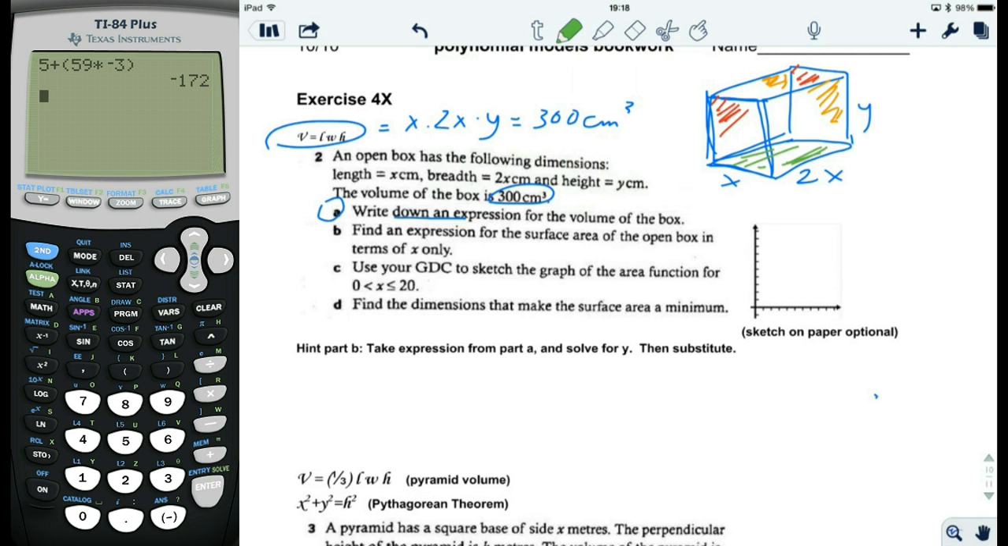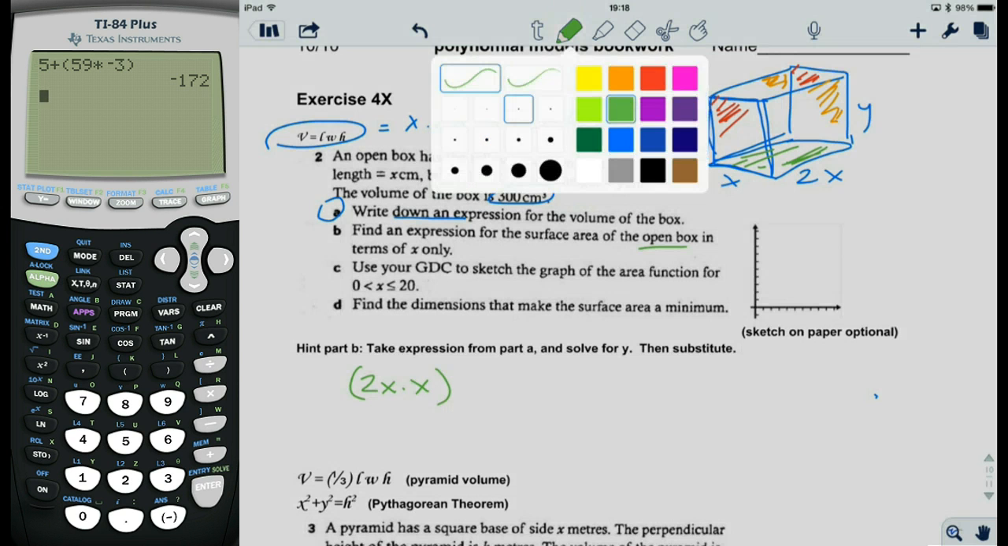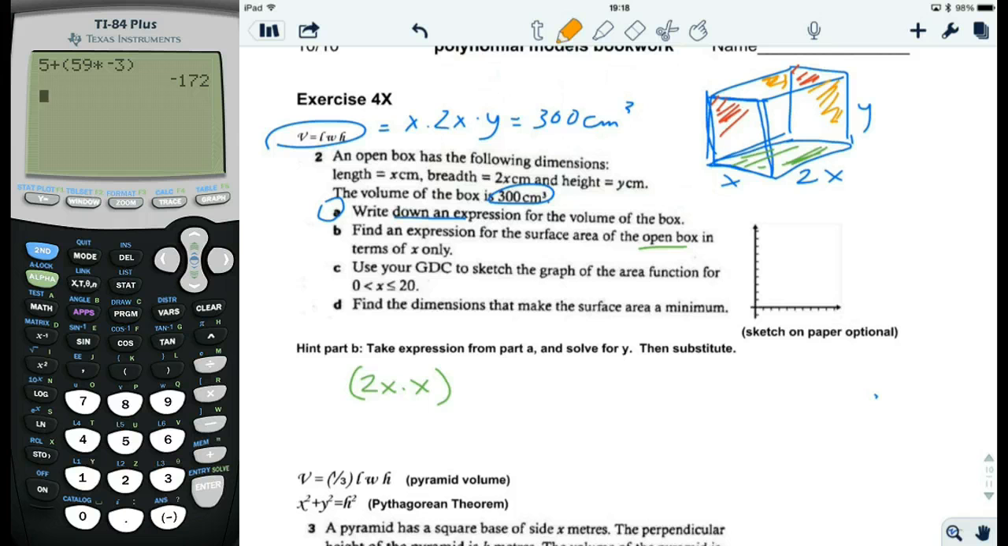The green surface, since it's an open box with no top, the bottom, which is 2x times x, there's only one of them. Okay, and the orange part, there's two sides, so I'll say plus 2, and each side of the orange part is 2x times y. And then the red part, there's two of those, and it's just x times y. Okay, and so this is the total surface area of the box.